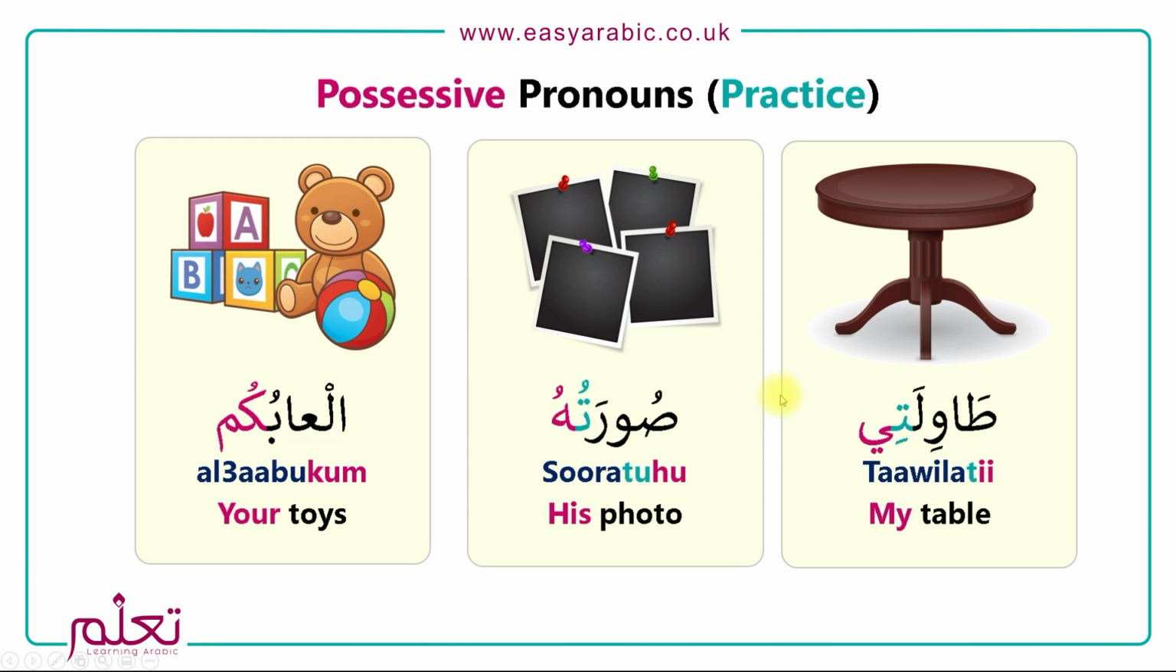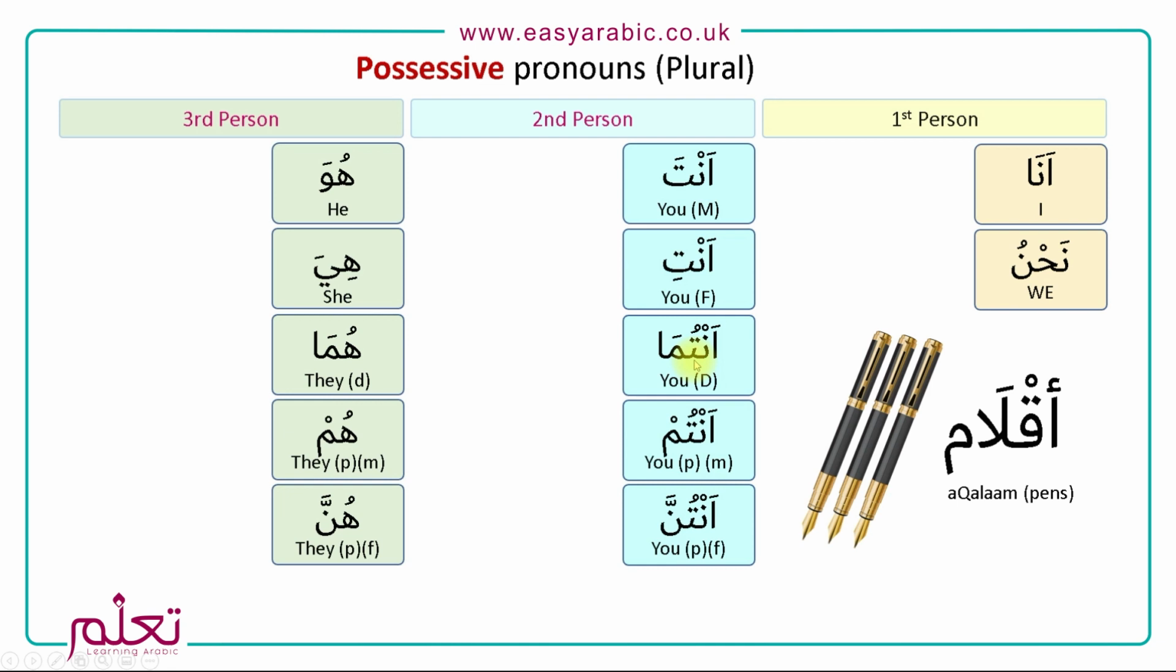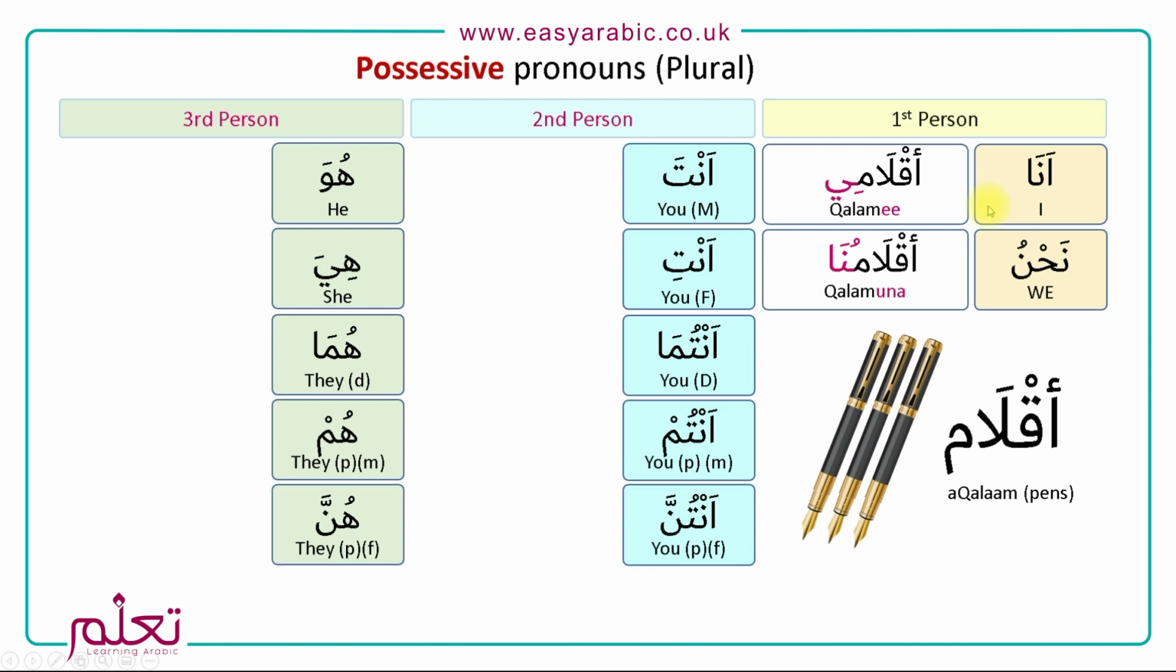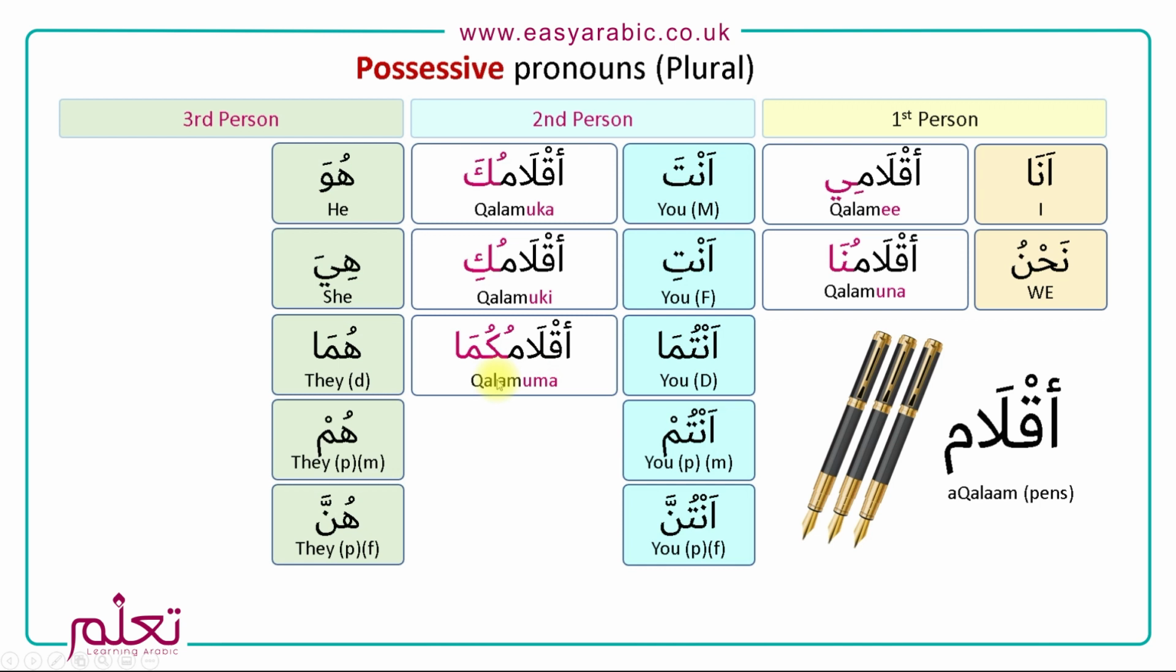Okay, so that was the singular nouns. And if we look at the dual and plural, it's exactly the same. There's a couple of changes in a few instances, but we'll cover them in a minute. So here, ana. We've got aqlam, it will become aqlami, my pen. Nahnu, aqlamuna. Next one is anta, would be aqlamuka, aqlamuki. Then antuma would be aqlamukuma, antum aqlamukum, antunna aqlamukunna.